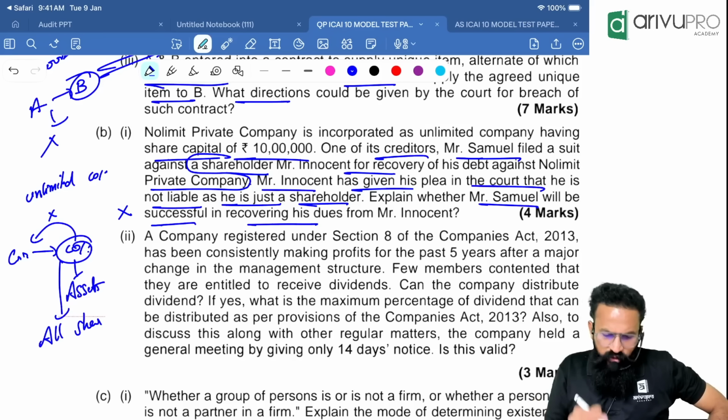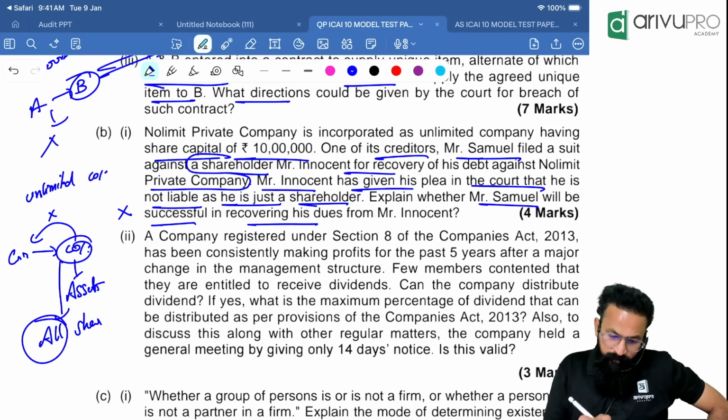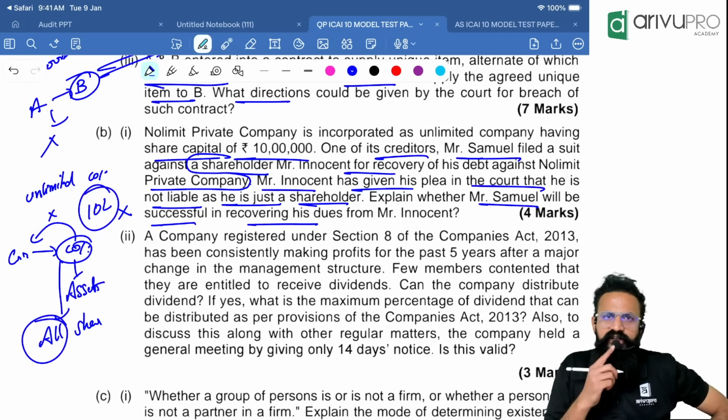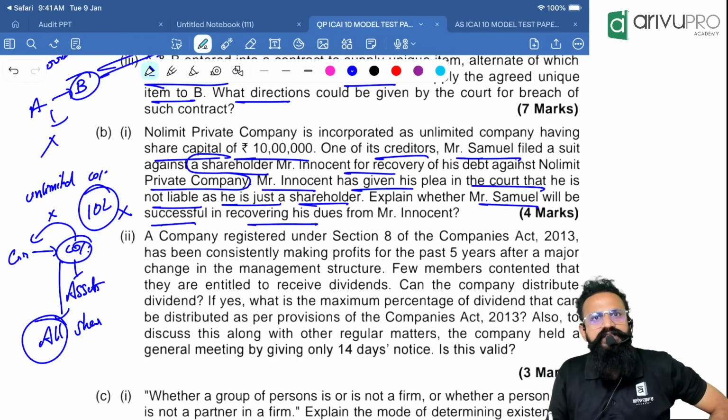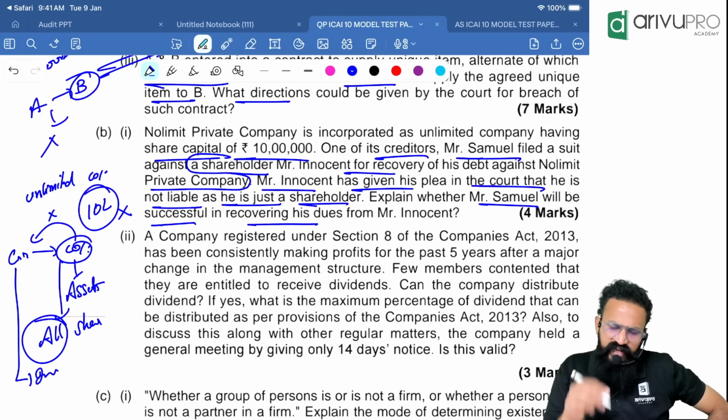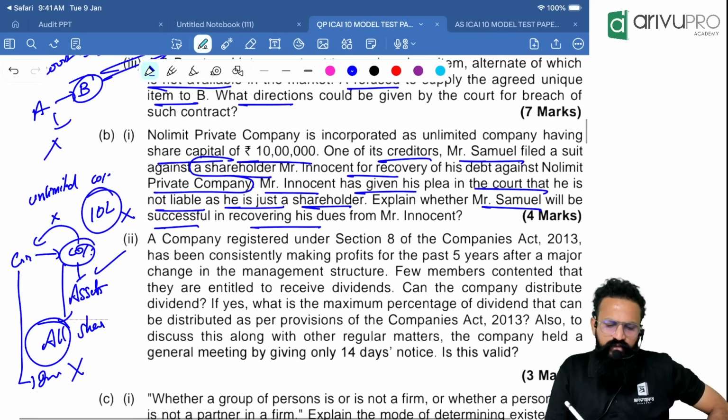Innocent. Why do you only recover from one shareholder? Why not everyone else? So the company will send a notice to everyone. They will say, people, our total liability is 10 lakh. Can you all contribute it equally? Say 2 lakh each. But in this case, what has this person done? Directly filed a case on Mr. Innocent for the entire 10 lakh. Is this the right route? Answer is no. This is the right route.